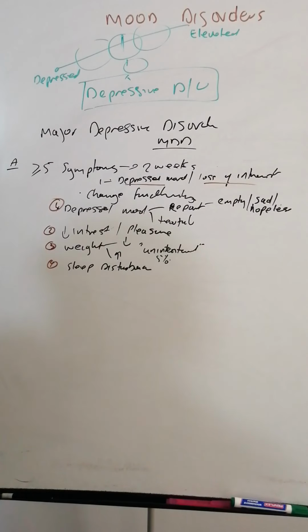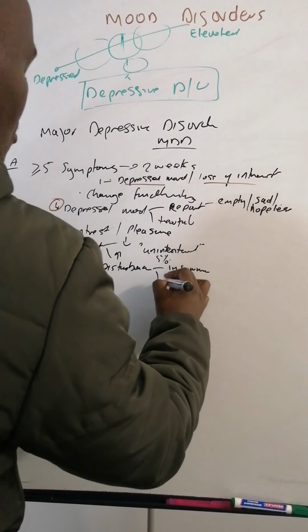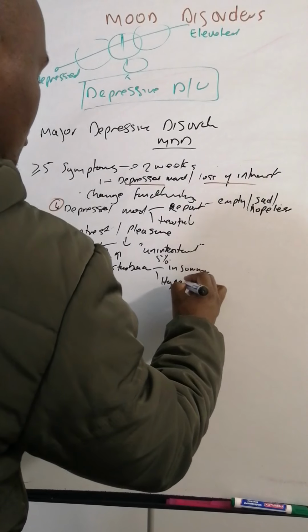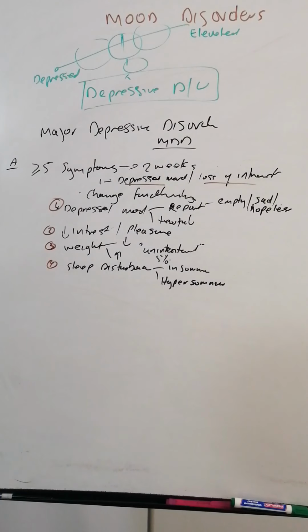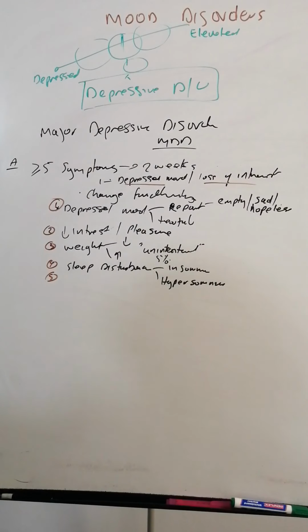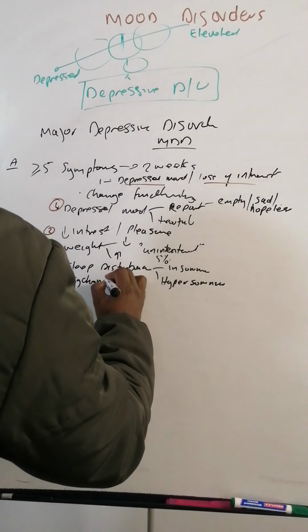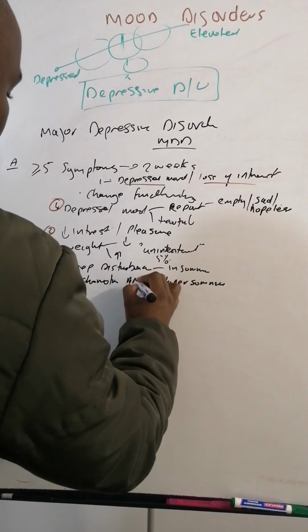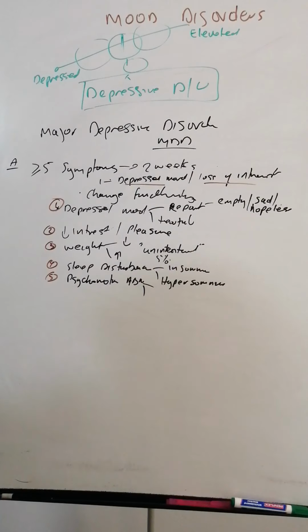And the kind of sleep disturbance that they get, they can either have insomnia or hypersomnia. Insomnia or hypersomnia. And then number 5, psychomotor abnormalities. So the psychomotor can either be agitation, but most of the times it's retardation.